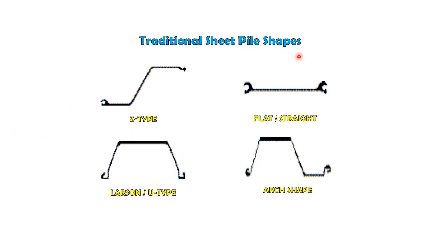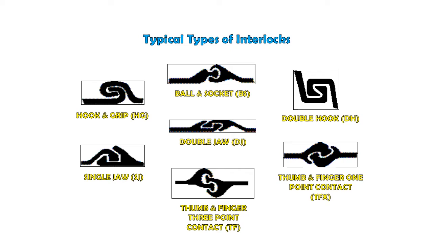So this is the traditional sheet pile shape. This is the most common, which is the Z section as I tunjuk sebelum ni. Flat or straight, Larsen ataupun U-type ataupun arch shape like this. This is the typical types of interlocks, meaning that between sheet piles ke sheet piles perlu di attach together, jadi kita akan pakai this kind of interlocks.